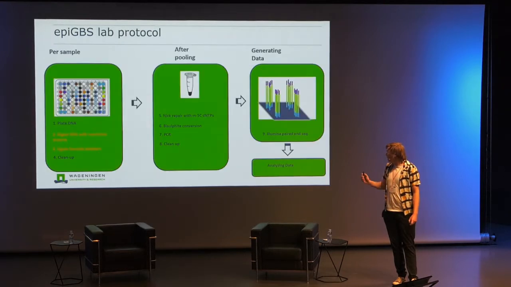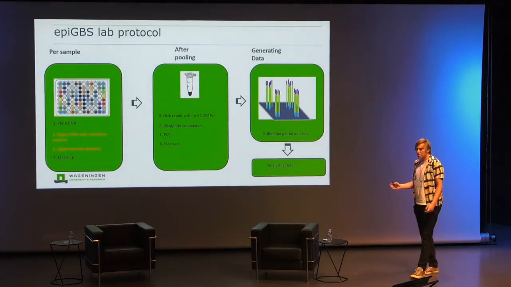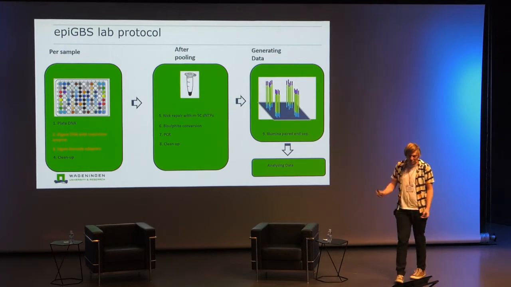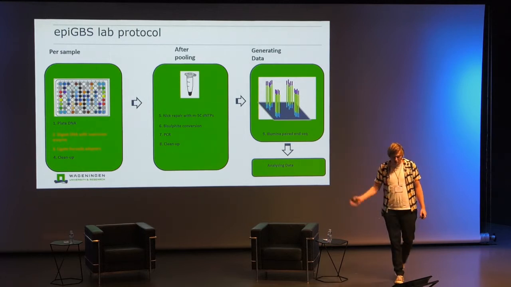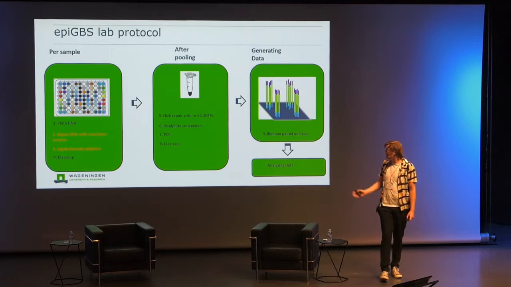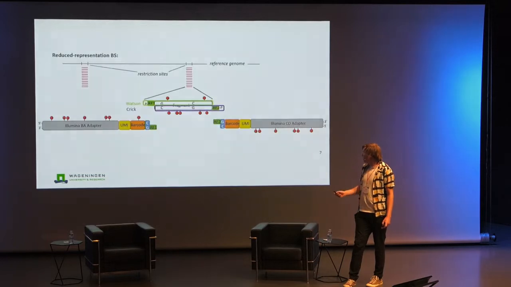So I will now quickly go through how EpiGBS works. I have to do this quite quickly because there's not enough time to go into much detail. But if you have specific questions, you can always ask after the presentation. So you start with your DNA on a plate. This is then digested with restriction enzymes, and barcode adapters are added. So this looks something like this.